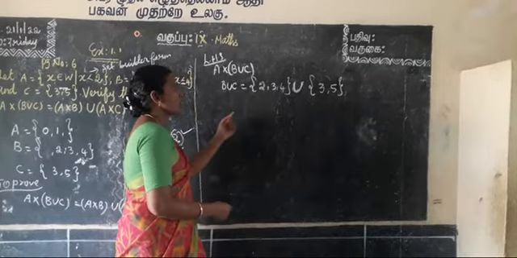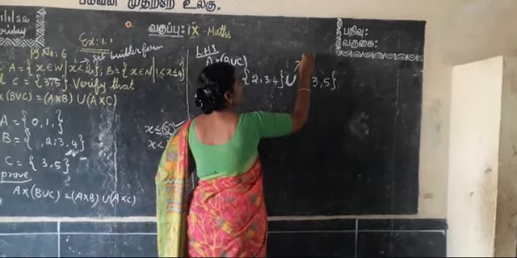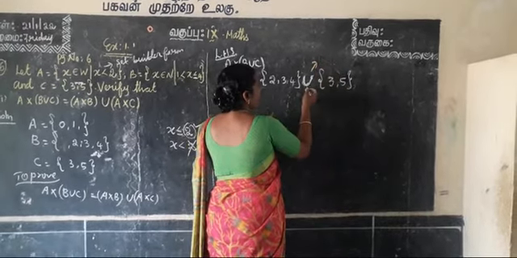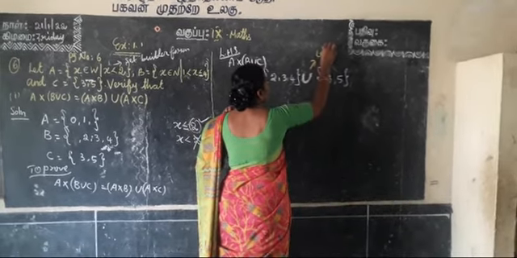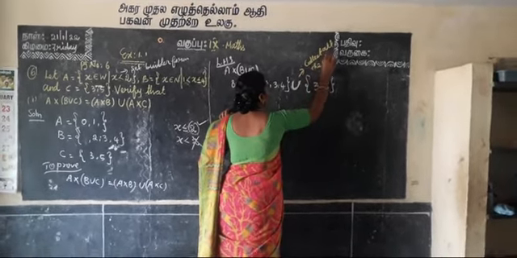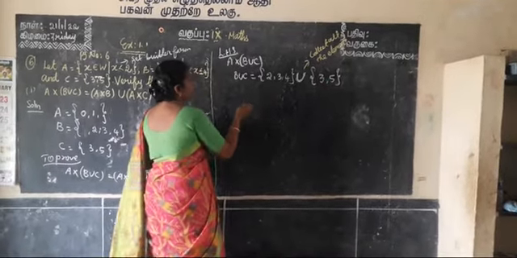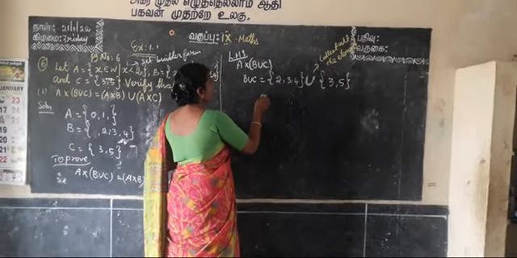Okay. Next, union. Union means collect all the elements. எல்லா எலிமெண்ட்டையும் join பண்ணோம்னா that is called union. Okay, collect all the elements.